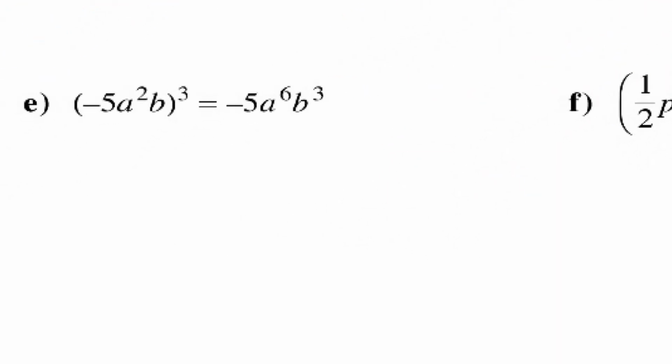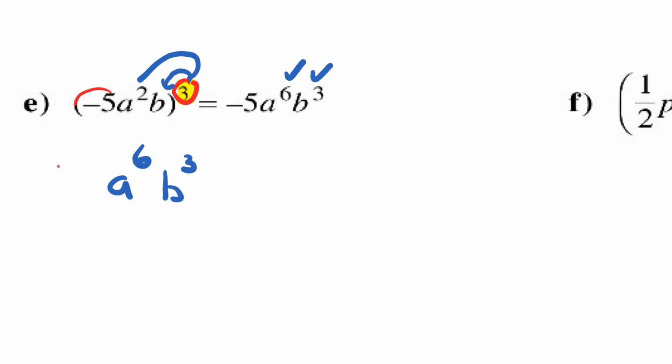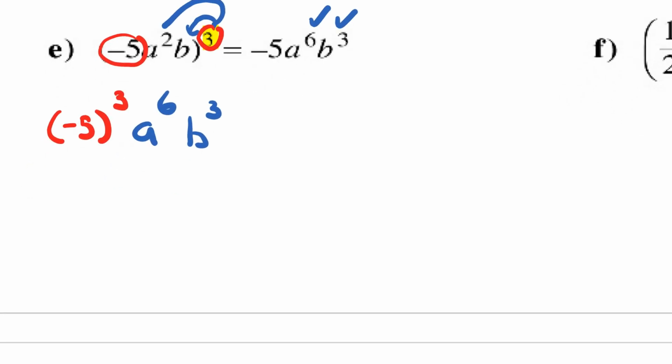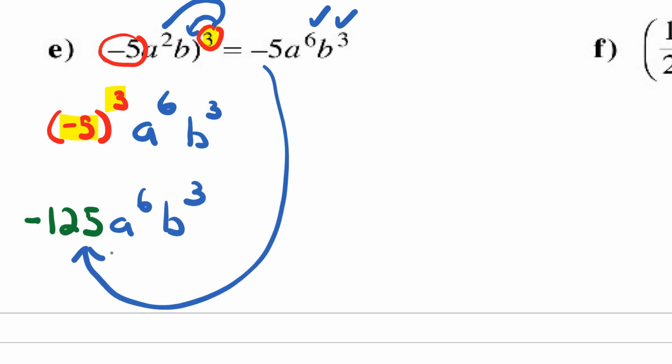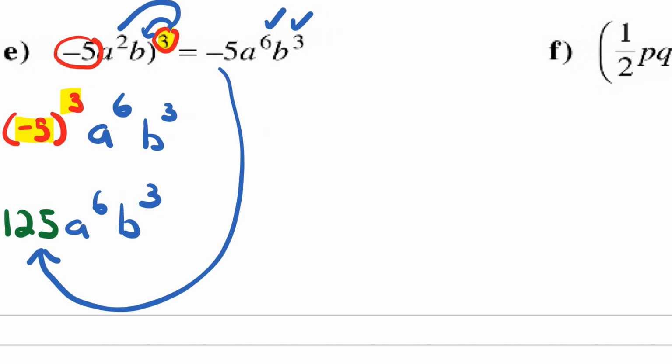For letter E here, this one's a bit more interesting because we have this power 3 on the outside there. So if I go backwards there, I get b to the power 3, which matches that. If I go backwards there, I get a to the power of 6, which matches that. Now over here, there's a 3 and a negative 5, so it's really a negative 5 being raised to the power 3. And negative 5 to the power 3, if you think about this, is negative 5 times negative 5 times negative 5, which is negative 125. And that will give me a to the power 6 and b to the power 3. So the mistake is right there, right? It's negative 125, not negative 5. So these are all good questions here.